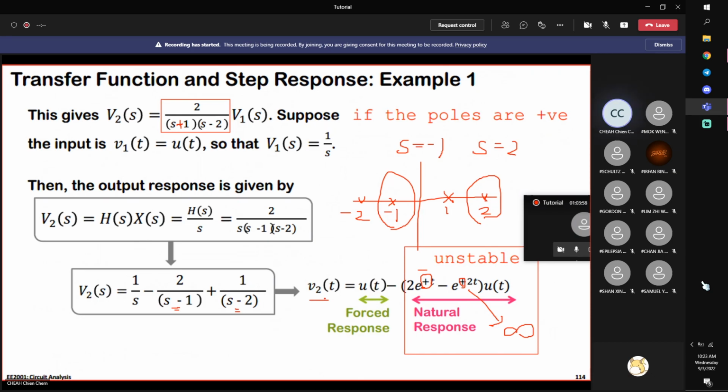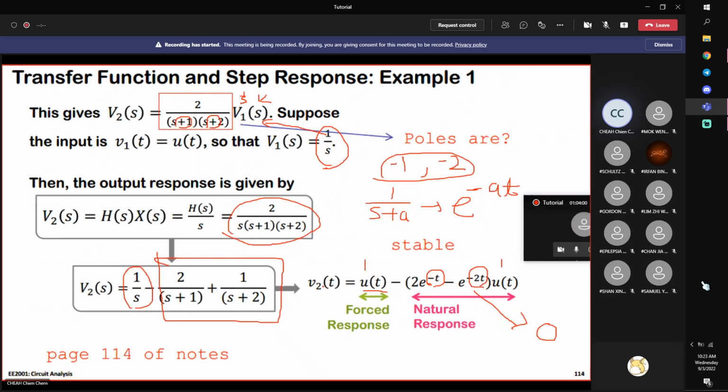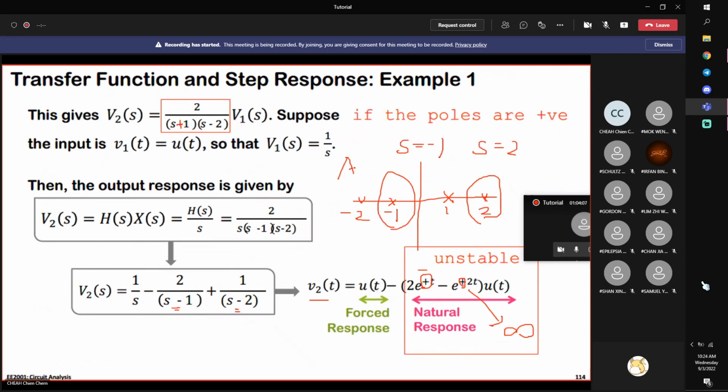This means that in order to ensure stability, all the poles must be on the left half plane. All of them must be on the left half plane. If any one, just one, is on the right half plane, it means unstable, because that will lead to some exponentially increasing term in your time domain.